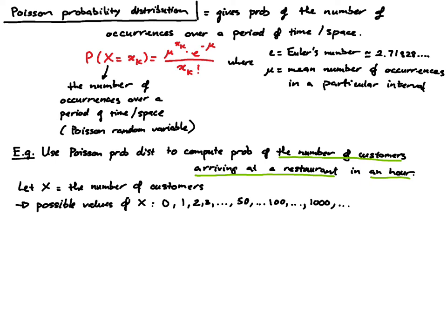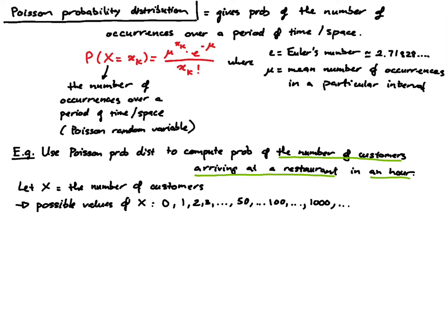In fact, you can have as many people show up in an hour as you want. The larger the number, the less likely it is, but it's not impossible. So it's not impossible for 1,000 people to all of a sudden show up at a restaurant in an hour.